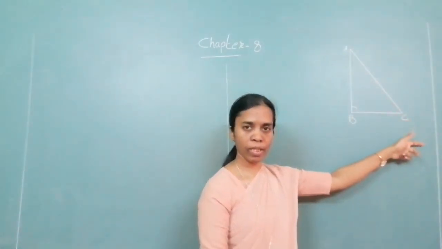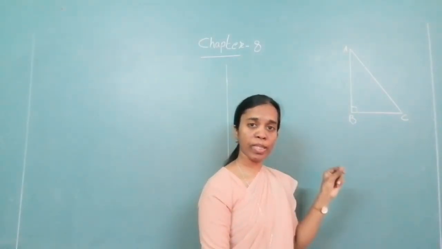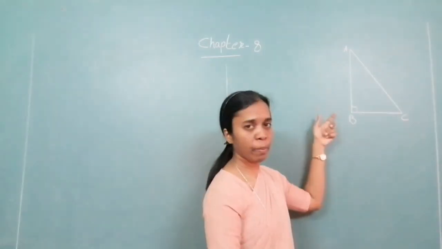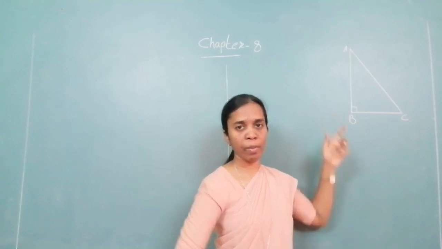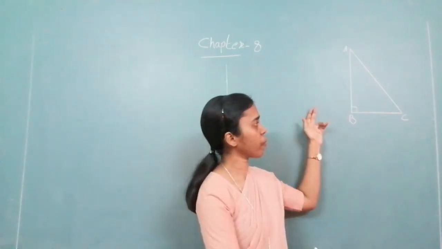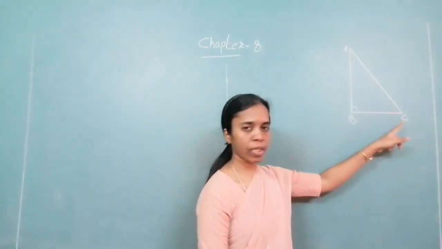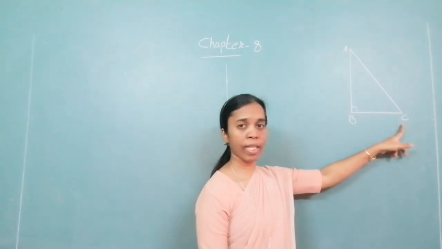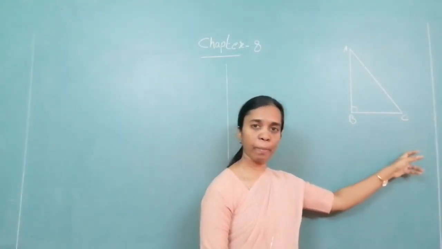Hypotenuse is AC. With respect to angle A, which is the opposite side? Opposite side is BC. And what is AB? AB is known as the adjacent side. Adjacent means neighbor, neighboring side. Suppose I consider angle C. Hypotenuse again the same. Hypotenuse doesn't change. But which is the opposite side of C? AB. And which is the adjacent? BC.